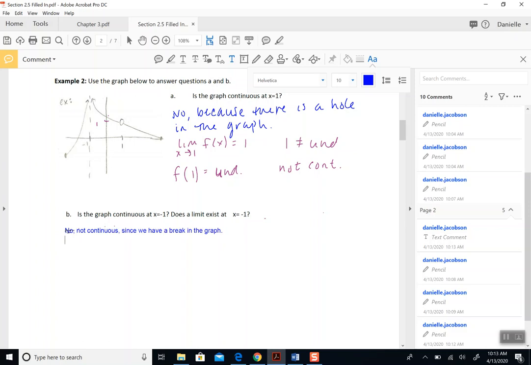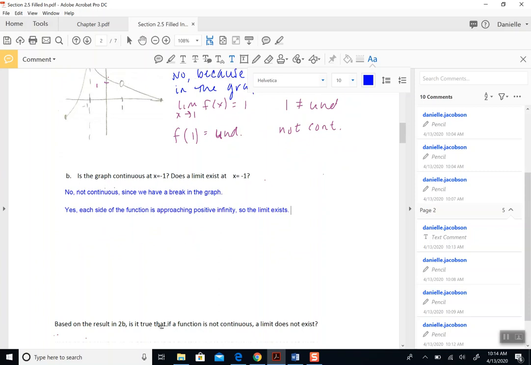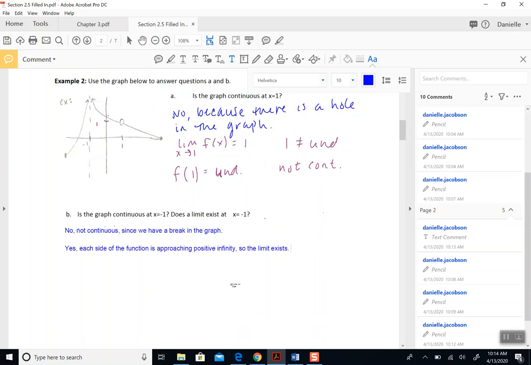All right, the next part of the question asks, does a limit exist at x equals -1? Well, this depends on the notation that you're considering, but remember when we discussed this in section 2.2, we decided that even if the function is going to infinity, as long as both sides are going to infinity, we will say the limit exists and that it's equivalent to infinity. So here we're going to say yes, each side of the function is approaching positive infinity, so the limit exists.